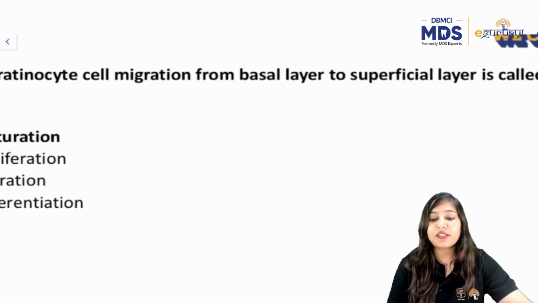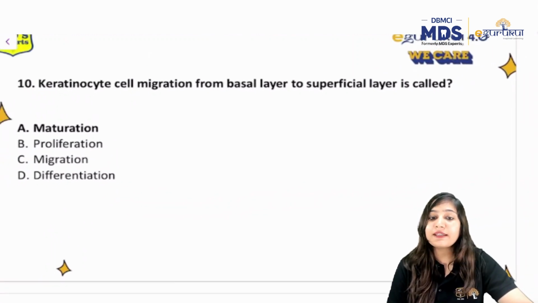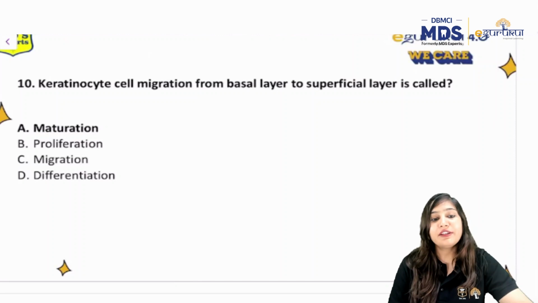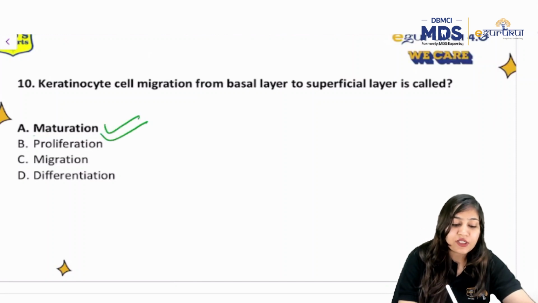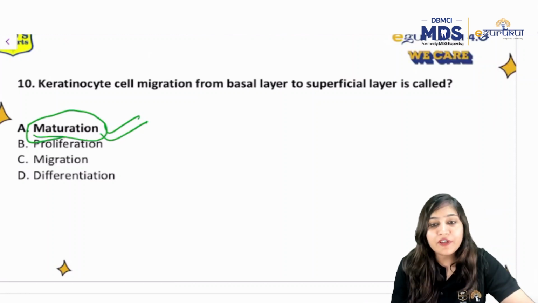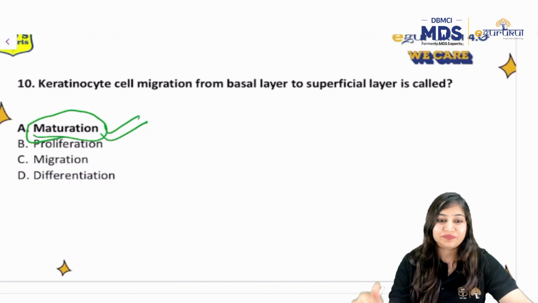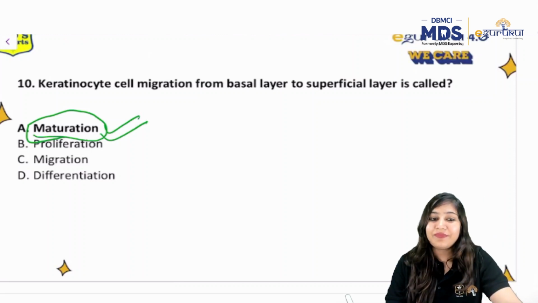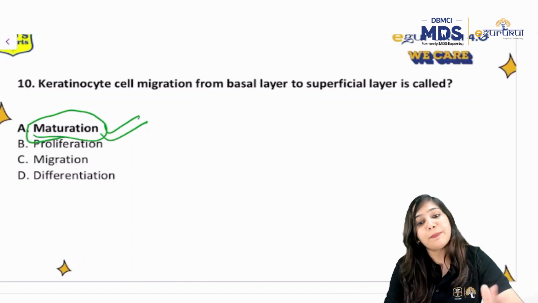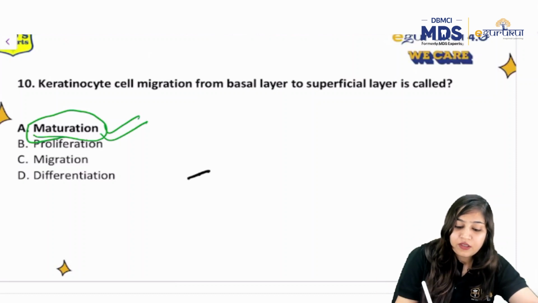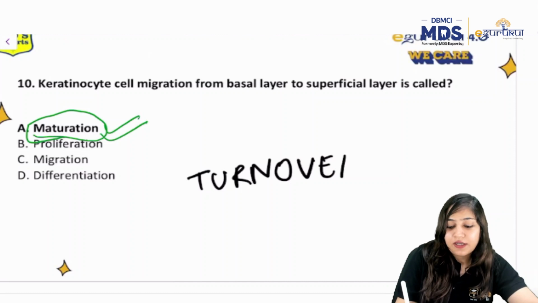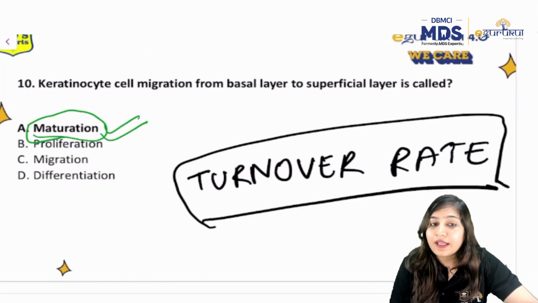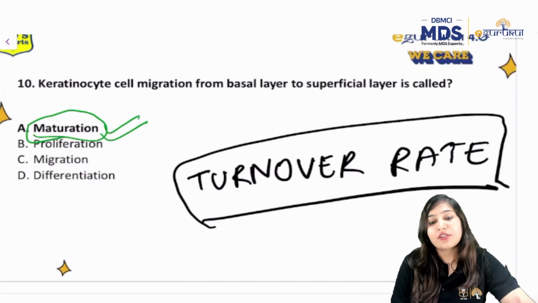Next is our last question, that is keratinocyte cell migration from basal layer to the superficial layer is called maturation, proliferation, migration, or differentiation. It is maturation. Please remember this. It is not proliferation, it is not migration, it is maturation. So keratinocyte cells migrate from basal layer towards the superficial layer. And the time taken for the migration from the basal layer to the superficial layer is known as turnover rate. What is turnover rate? Time taken for the cell to migrate from the basal layer to the superficial layer.